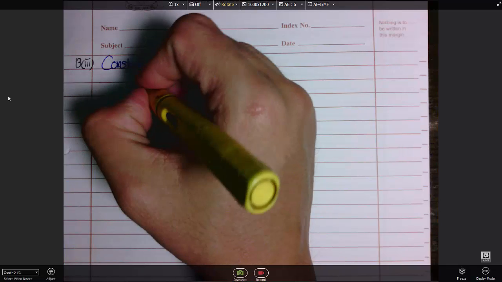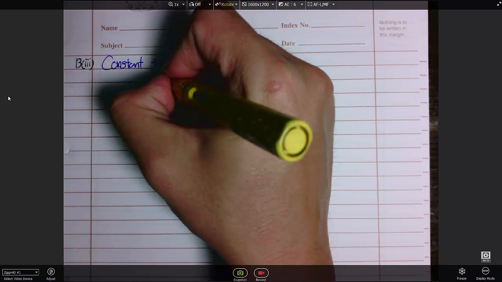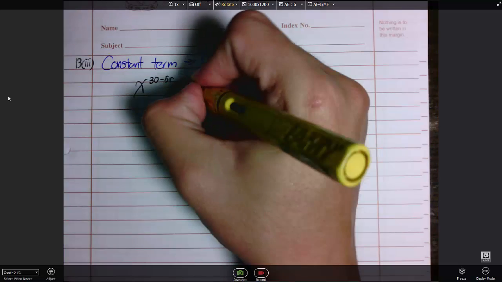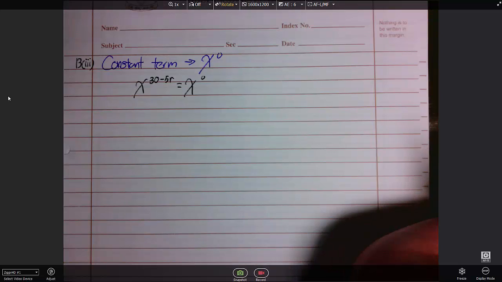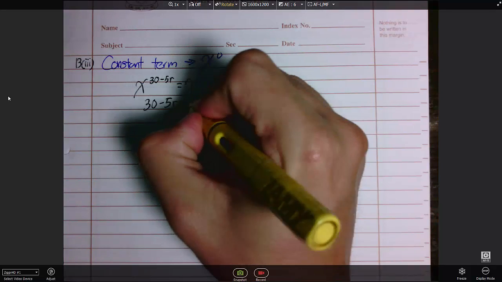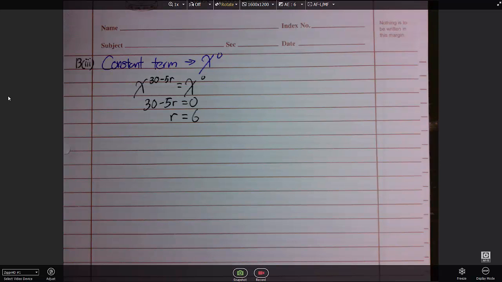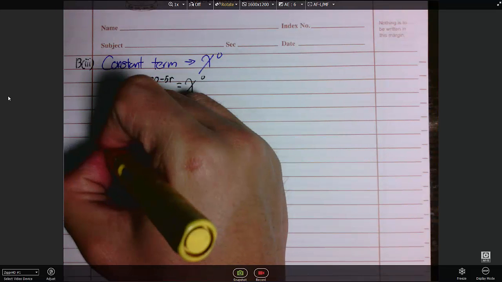Similar to the examples we have done above, I write x to the power of 30 minus 5r equals x to the power of 0. You compare coefficients. 30 minus 5r is equal to 0. r is equal to 6. So for r equals 6, you will get a term with x to the power of 0. Don't believe? Let's try it.